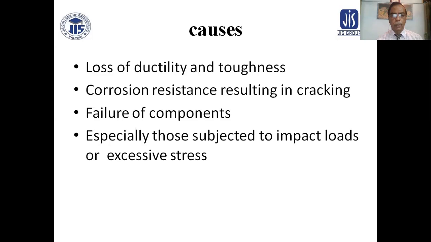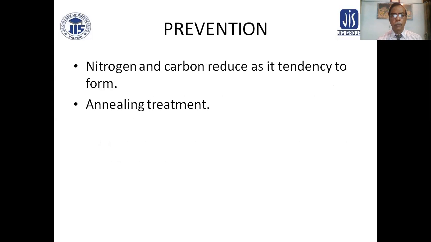It causes loss of ductility, toughness, and corrosion resistance, resulting in cracking and failure of components, especially those subject to impact load or excessive stress. Prevention: reduce nitrogen and carbon, as they increase the tendency to form sigma phase, and use annealing treatment.